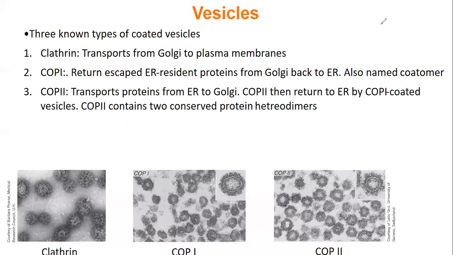Yes, Clathrin, COP1, COP2 are all proteins. The vesicles themselves aren't proteins. The vesicles are a mini lipid bilayer, but it's the things that I just talked about that are proteins that coat the vesicles.